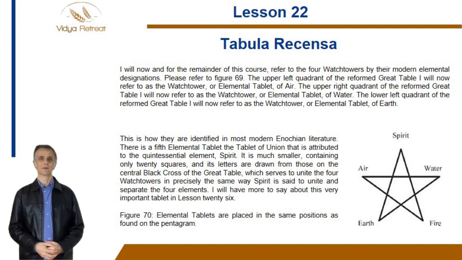There is a fifth elemental tablet, the tablet of union, that is attributed to the quintessential element, spirit. It is much smaller, containing only 20 squares, and its letters are drawn from those on the central black cross of the great table, which serves to unite the four watchtowers in precisely the same way spirit is said to unite and separate the four elements. I will have more to say about this very important tablet in lesson 26. Figure 70. Elemental tablets are placed in the same positions as found on the pentagram.